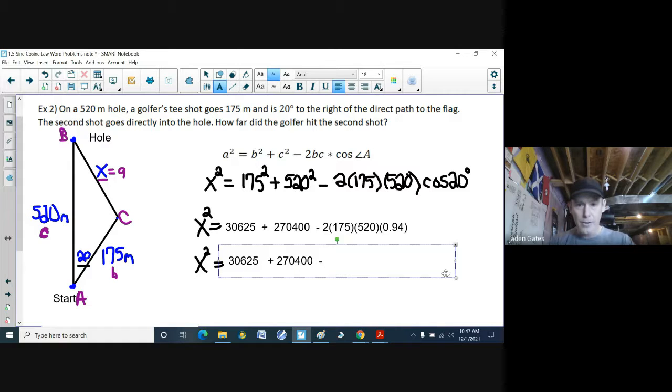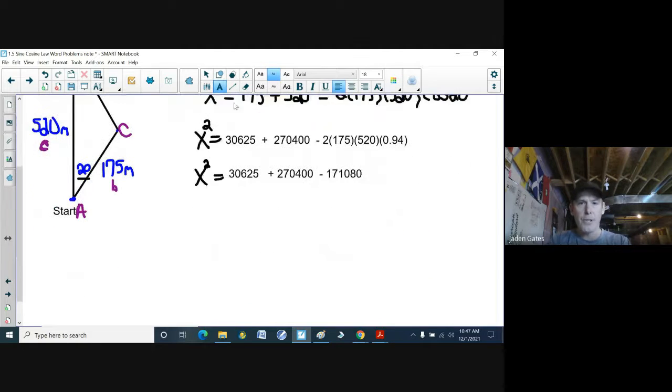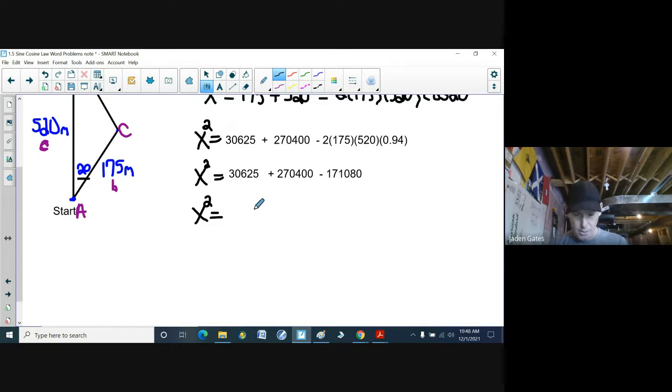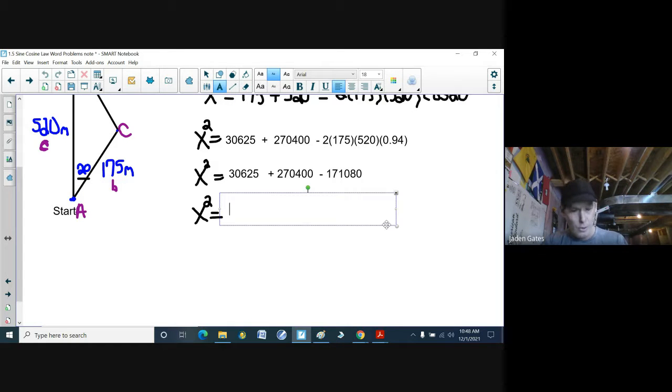And we end up with 171,080. All right. A couple more steps. Again, following BEDMAS, not the Pythagorean theorem, my bad. Put my numbers together. All right. And so let's see here. Plus 270,400. Let's put these numbers together. And I end up with 129,945.